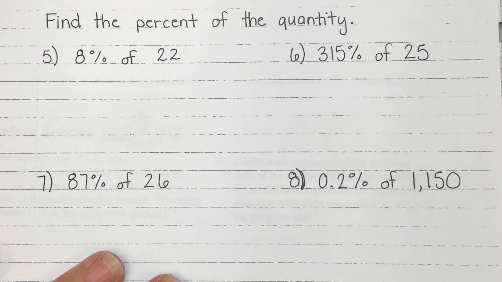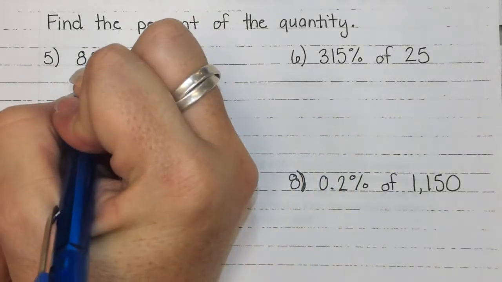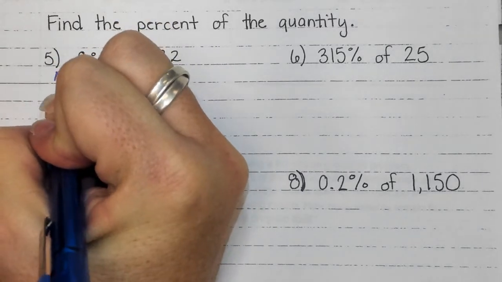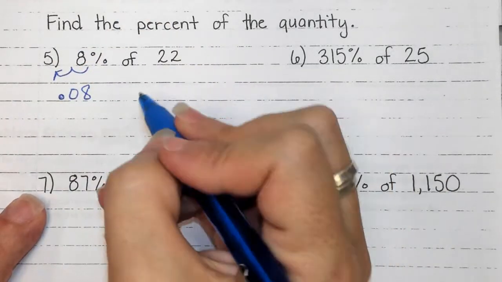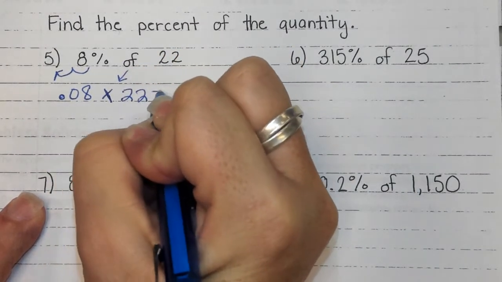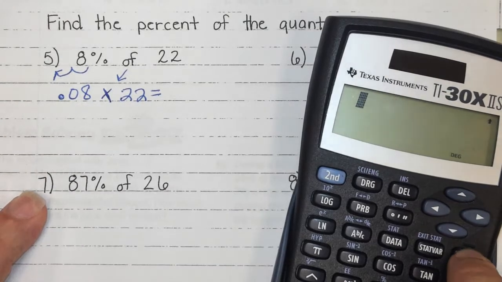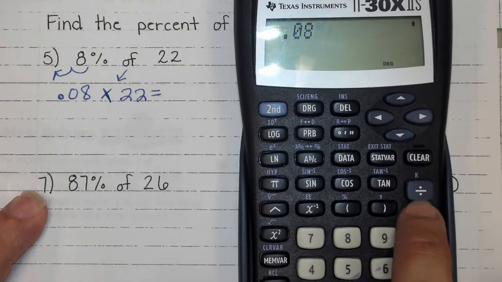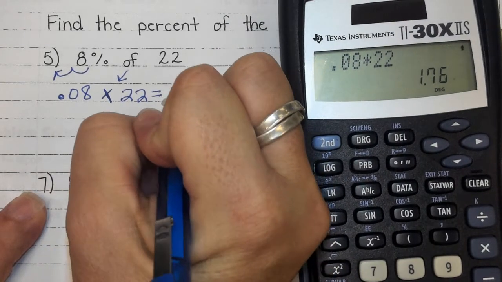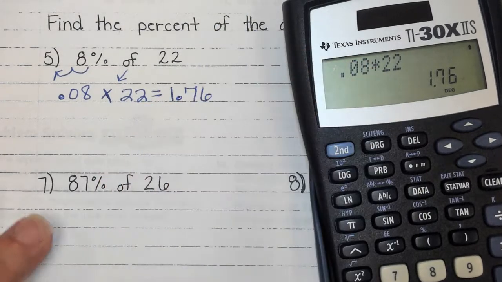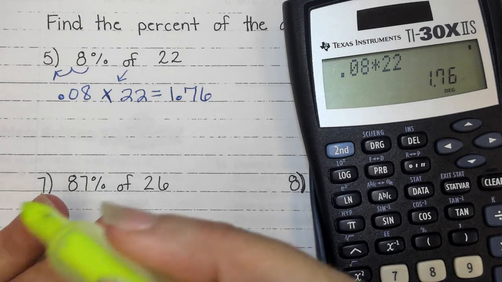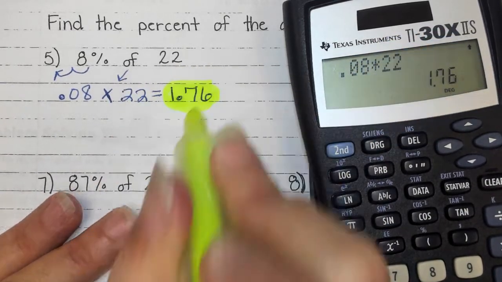The good old-fashioned way is, I used to take my percent, I would change it to a decimal, and then we've already learned of means multiply, and using my calculator, I would just type in 0.08 times 22, and that is the number they're looking for, 1.76. Because 1.76 is 8% of 22. It is a very small percentage of 22.